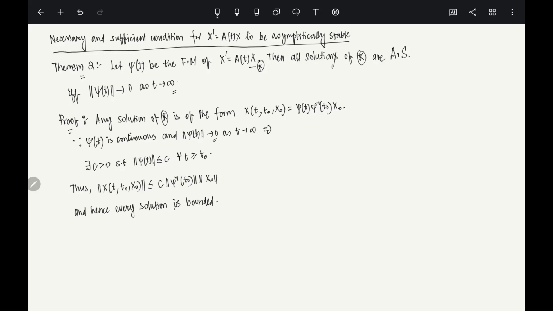Now, since every solution is bounded by this C, we can use theorem 1, and that will imply, by theorem 1, all solutions are stable.